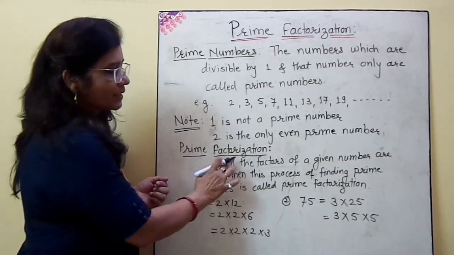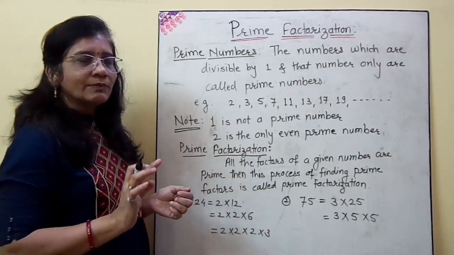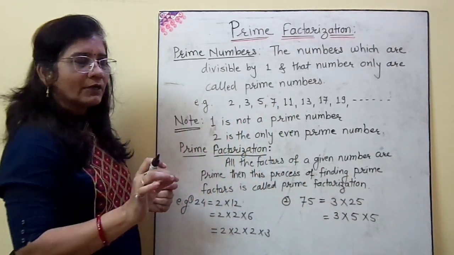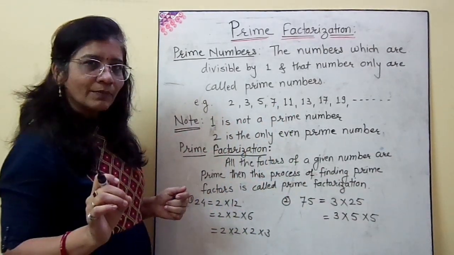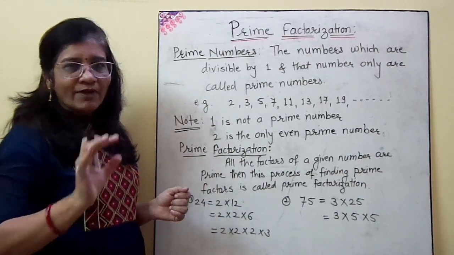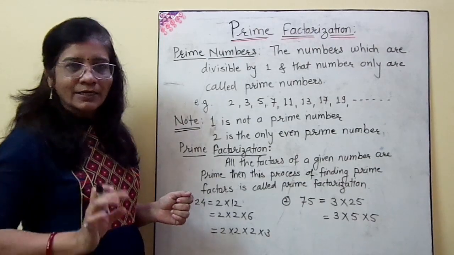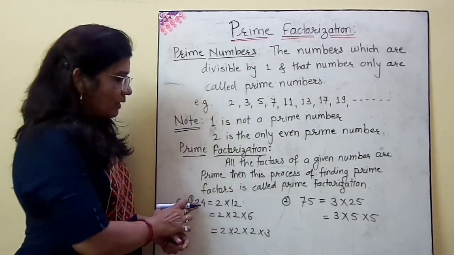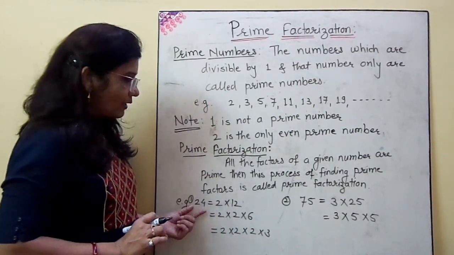What is a prime factorization? Prime factorization means writing all the factors of a given number. Suppose the number is given and all its factors are prime numbers. Then the process of finding the prime factors is called prime factorization. Okay, I have done 2 problems here for you. Now for example, 24. 24 is a number.